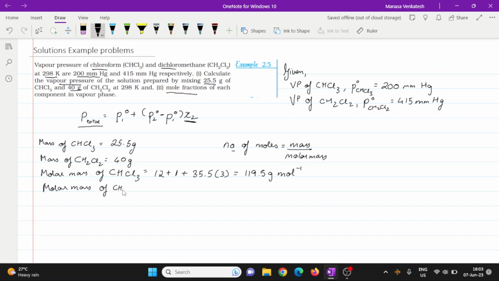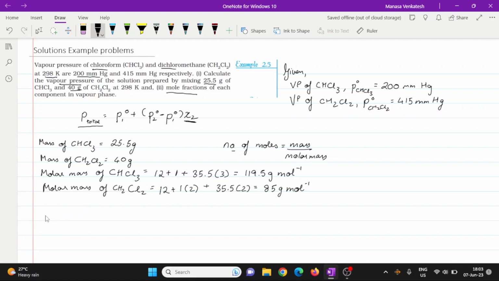Next is the molar mass of dichloromethane, which is CH₂Cl₂, will be equal to 12 plus 1 into 2, because you have 2 atoms of hydrogen, and then you have 35.5 into 2. So this, when simplified, will give us 85 grams per mole. Now we can calculate the number of moles of each of these substances.